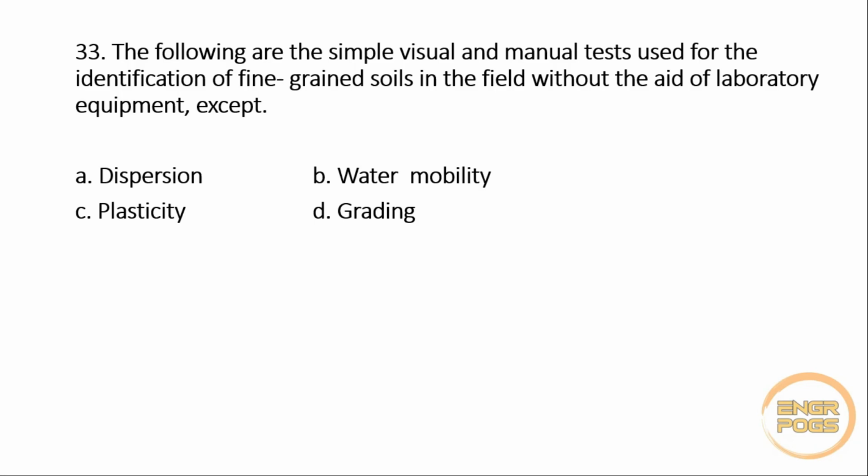Number 33. The following are the simple visual and manual tests used for the identification of fine-grained soils in the field without the aid of laboratory equipment, except the answer is letter D, grading, because there is a lot of equipment that we use in grading.